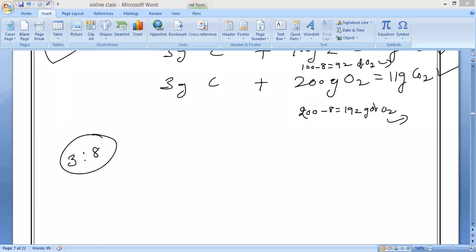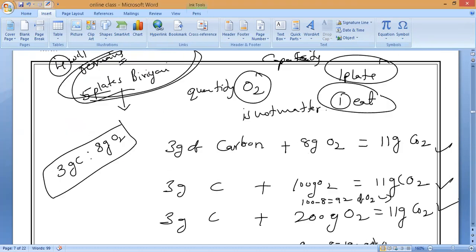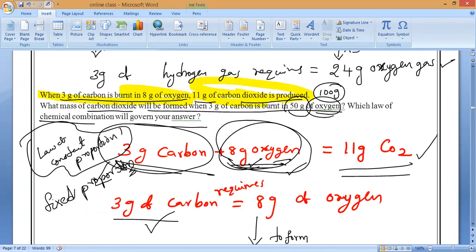So for 3 grams of carbon, only 8 grams of oxygen will be consumed. The remaining will come out as unreacted oxygen. Is it okay, Harish, Gokul, Divya, everyone? Yes, sir. So what is the name of this one? Law of constant proportion, or we can say fixed proportion.